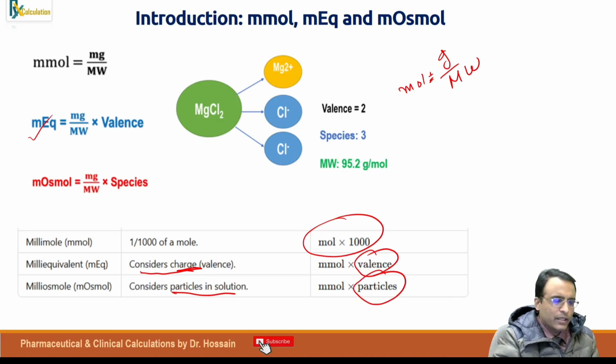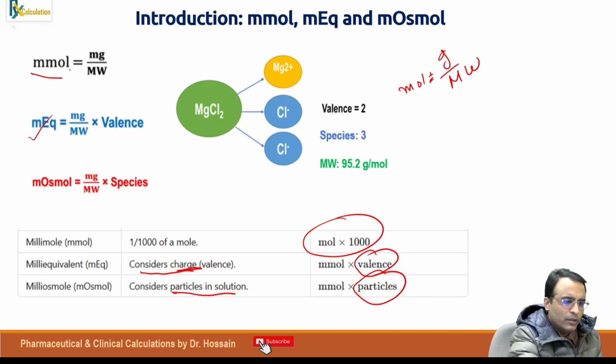So if you see, the equation for millimole is milligram over molecular weight. You can convert milligram to millimole using this equation, or you can convert millimole to milligram using this equation, because molecular weight is always fixed. So you can either convert millimole to milligram or milligram to millimole.